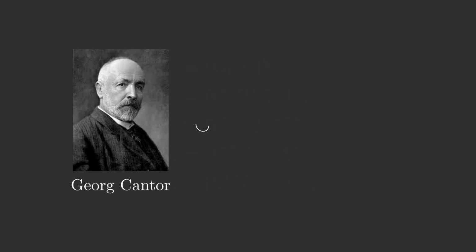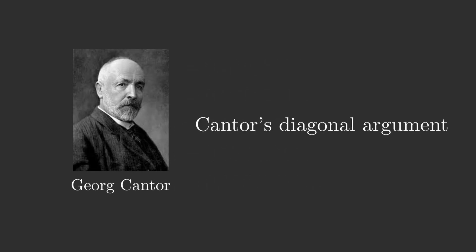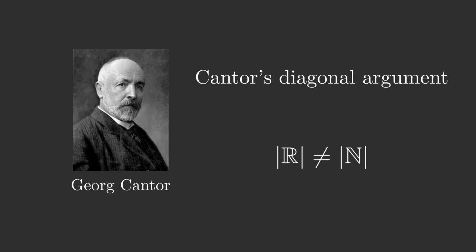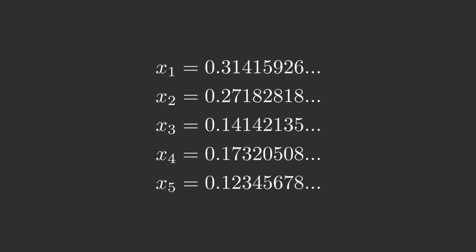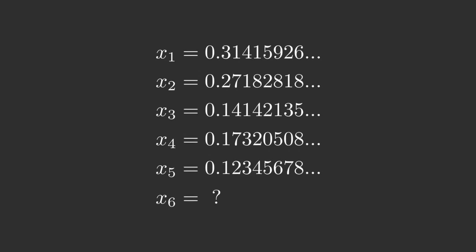German mathematician Georg Cantor proposed an argument now known as Cantor's diagonal argument. Simply put, the argument proves that the set of all reals cannot form a perfect bijection with the set of naturals. Going back to our list, this argument guarantees that we can always form some number from the set of reals such that it is always unique.